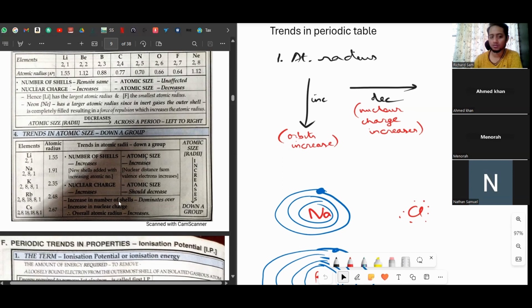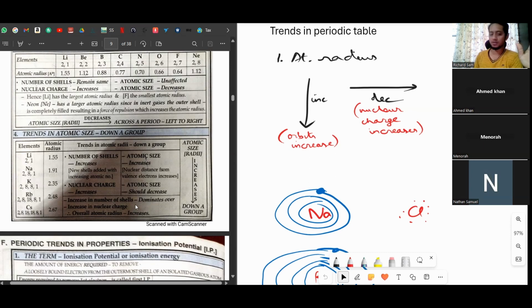Because the shells make such a big difference in the size. So even though the nuclear charge increases, that does not make any effect in the size. It's supposed to decrease, maybe it decreases a little bit, but as a new orbit is added, that makes it much bigger. Okay. So the overall atomic radius increases as you go down the group.